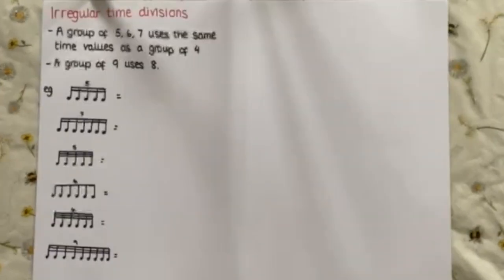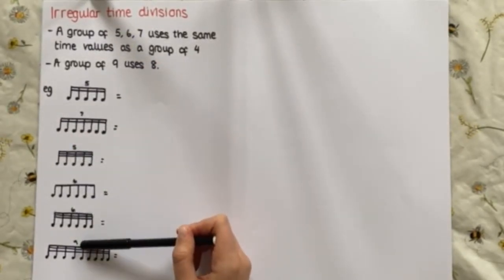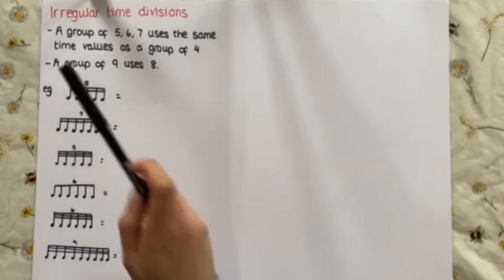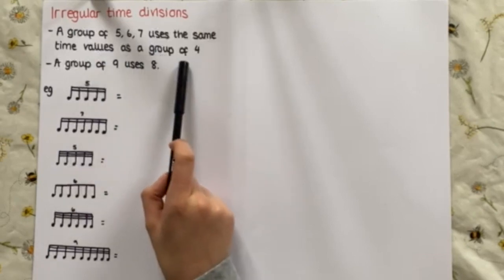So now we're going to look into irregular time divisions. These are when there's a little number above a group of notes, as it doesn't usually fit into that time signature. So when we've got a group of 5, 6 or 7, they use the same time values as a group of 4.